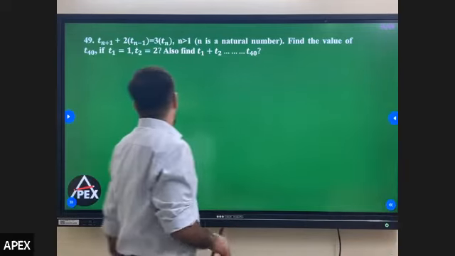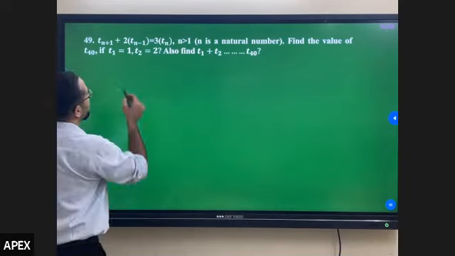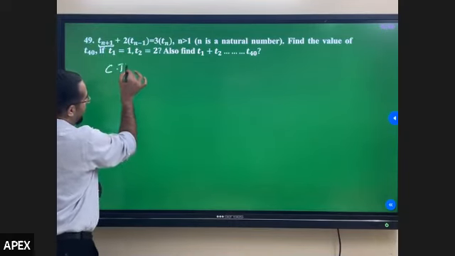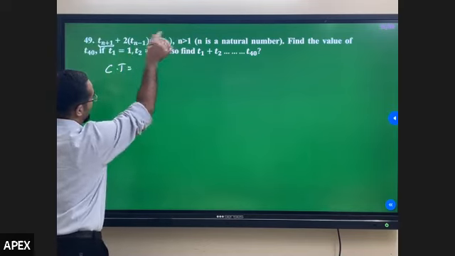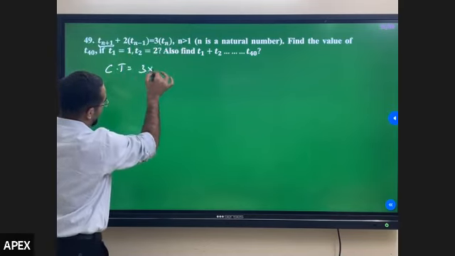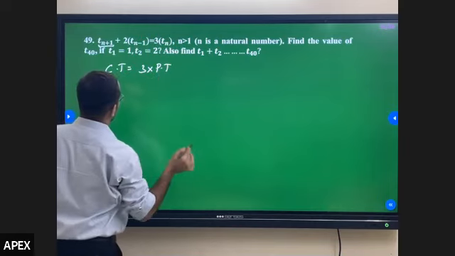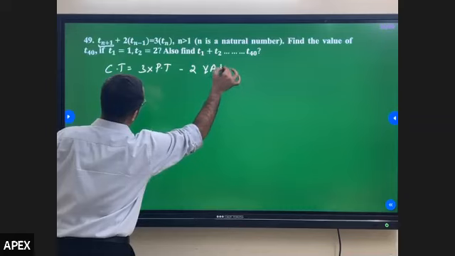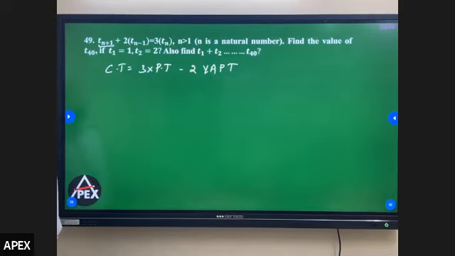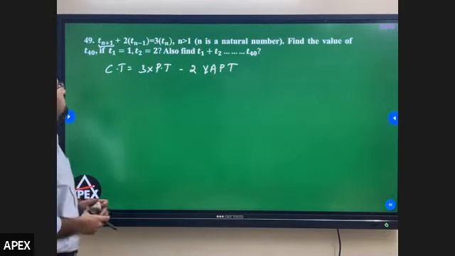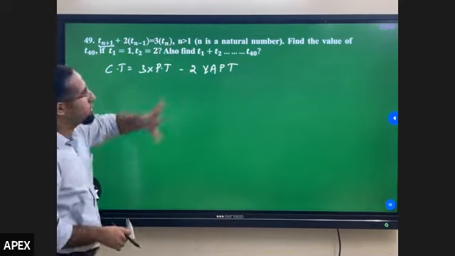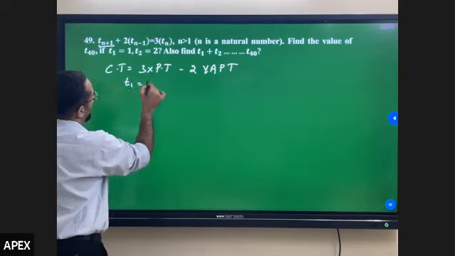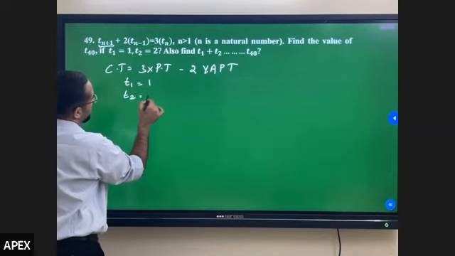Let's see. So we have t of n plus 1. I can take this as my current term. So I repeat, my current term is equal to 3 times the previous term minus 2 times yet another previous term. Okay, guys, current term. So what am I getting here? t of 1 is equal to 1. Now t of 2 is equal to 2.